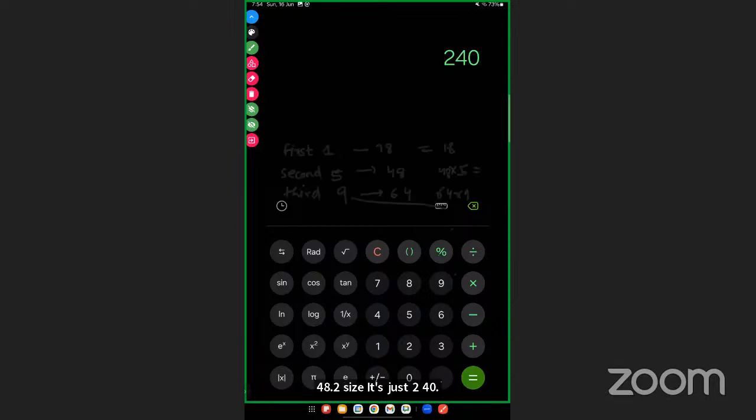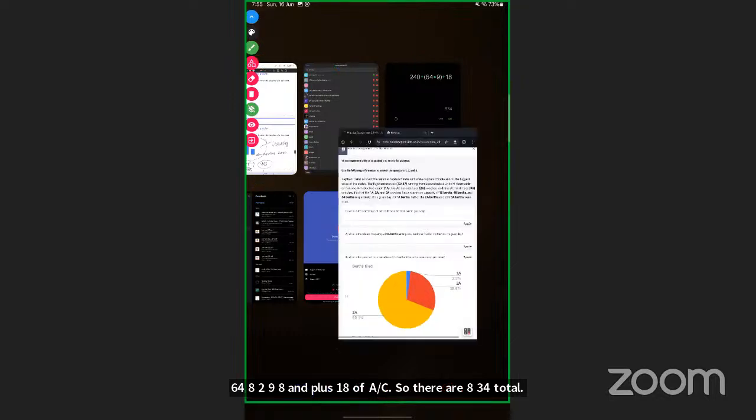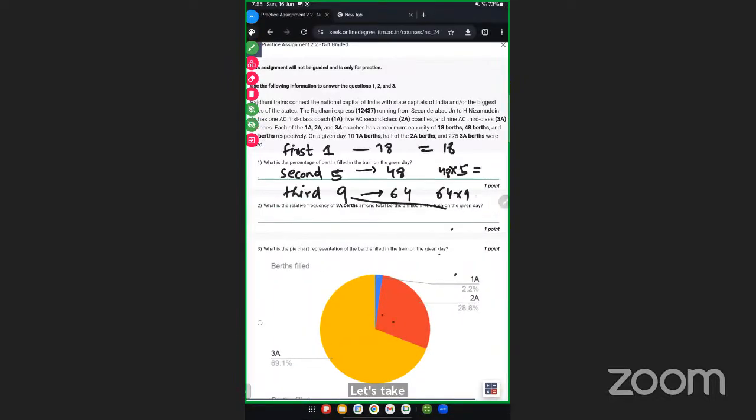Yes, it's there. See, what I have to do is 48 into 5, which is 240. Okay, and another is 64 into 9, plus 64 into 9, and plus 18 of first AC. So there are 834 total. Okay, 834 total.